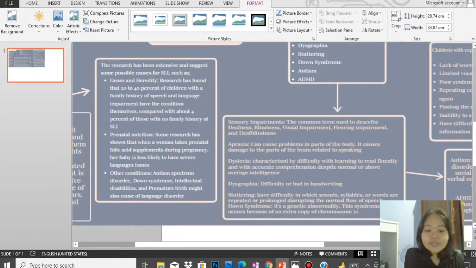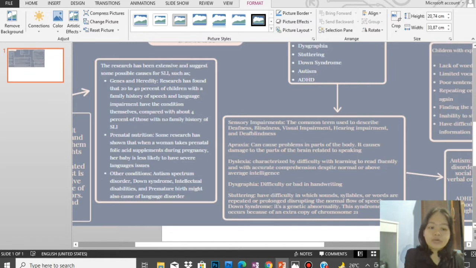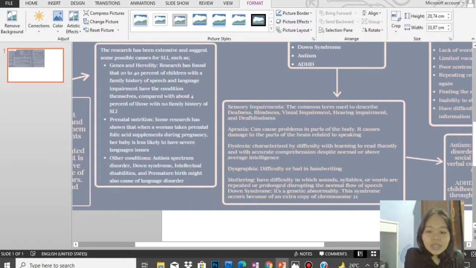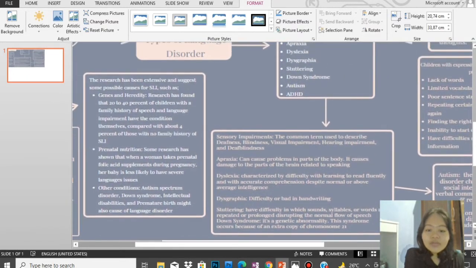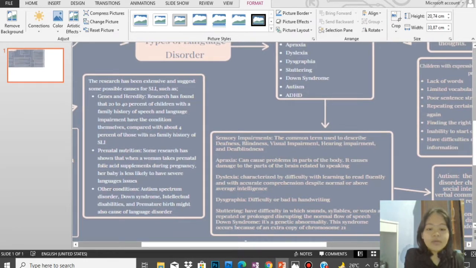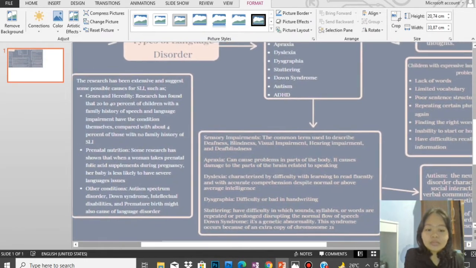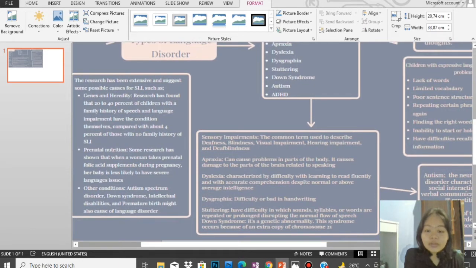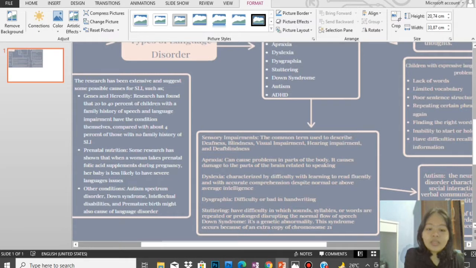Dyslexia is characterized by difficulty with learning to read fluently and with accurate comprehension despite the normal or above average intelligence. Dysgraphia is difficulty or badness in handwriting. Stuttering is a difficulty in which a sound, syllables, or words are repeated or prolonged, disrupting the normal flow of speech. Down syndrome is a genetic abnormality.